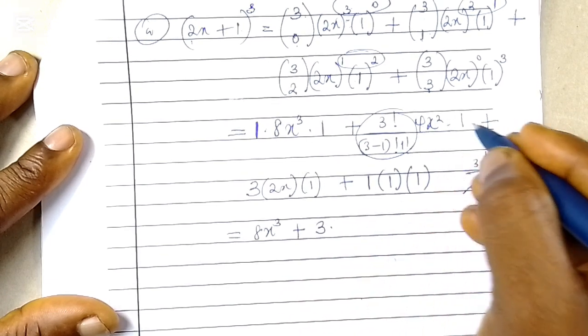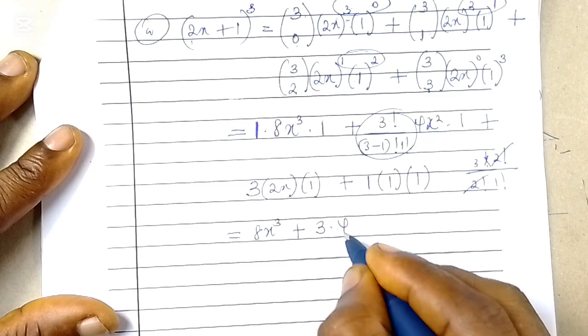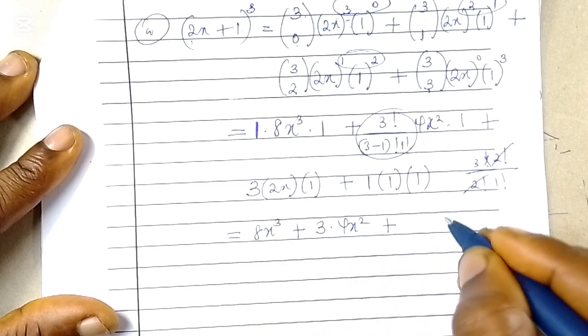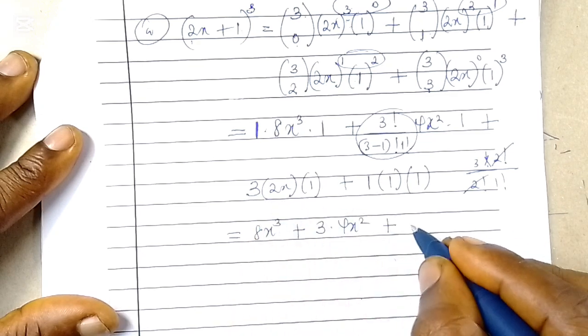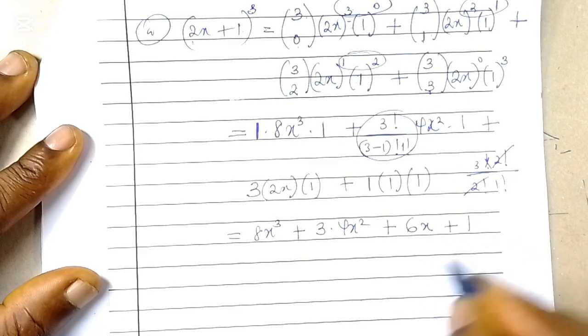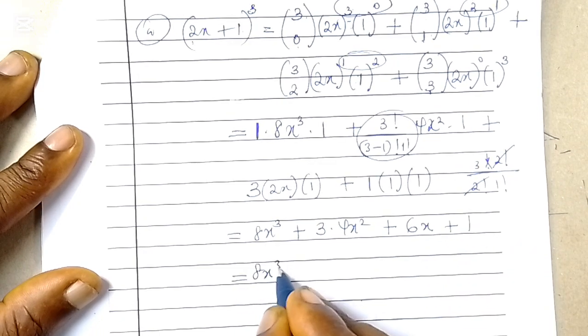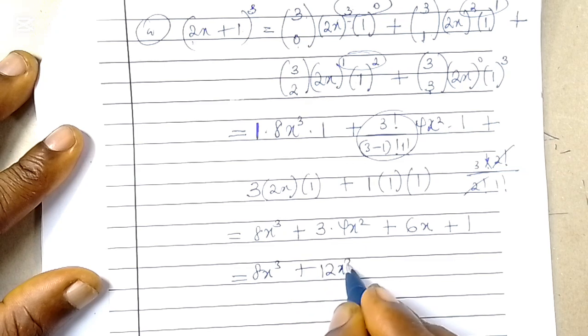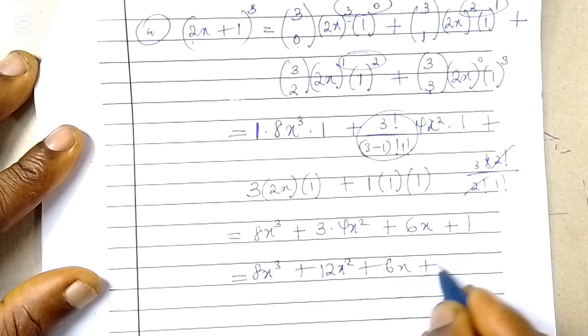Times 4x squared times 1. So this will give you 3 times 4x squared. And this one will give you 3 times 2, which is 6. So this will be 6x, and this will be 1. So if you simplify further, this will be 8x cubed plus 12x squared plus 6x plus 1.